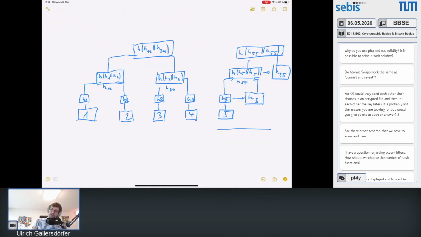And now we can calculate that. And now finally we have 2 elements left, and now we can calculate this root hash. Again, by concatenating this hash and this hash. So that one and that one. And so that's how you would add a 5th element in there.